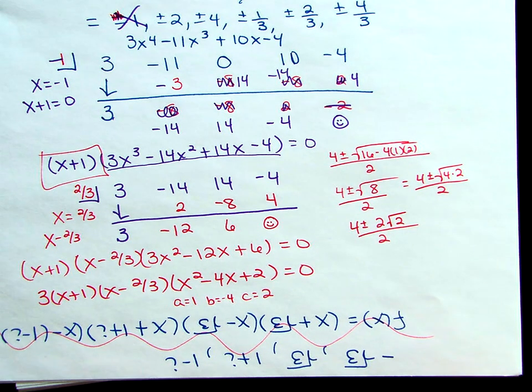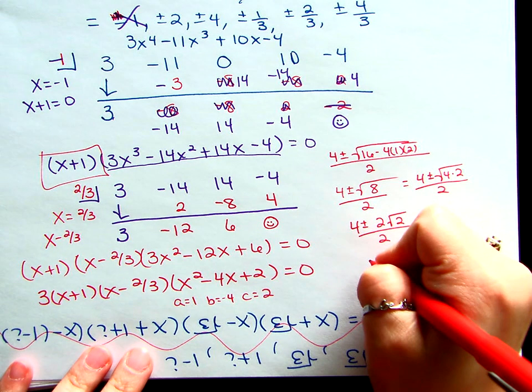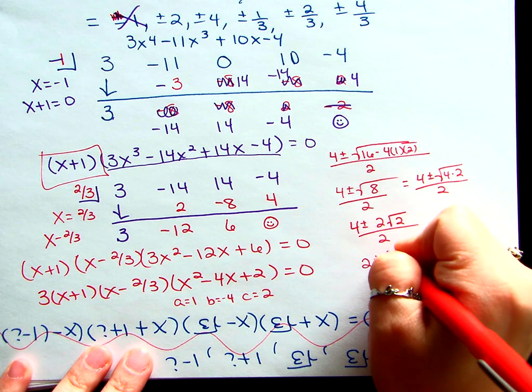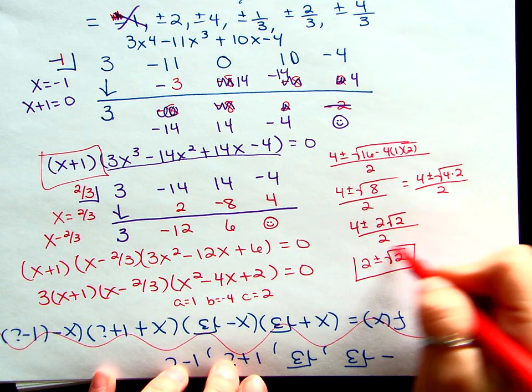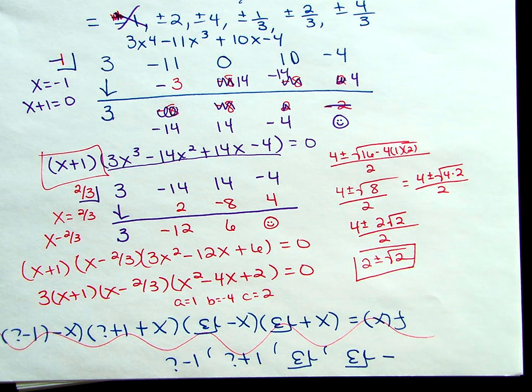Which simplifies to 2 plus or minus square root of 2. So we have 2 irrational zeros as well. Which means, since we have to get our function into linear factors, which we had started.